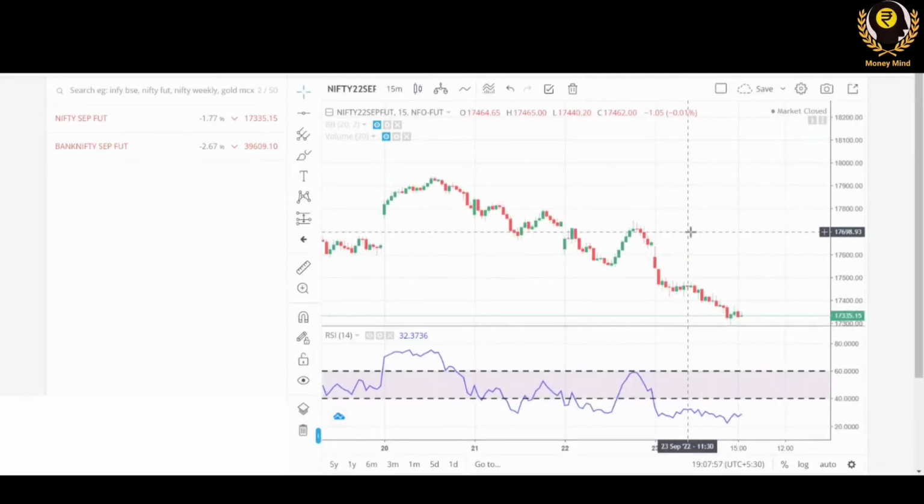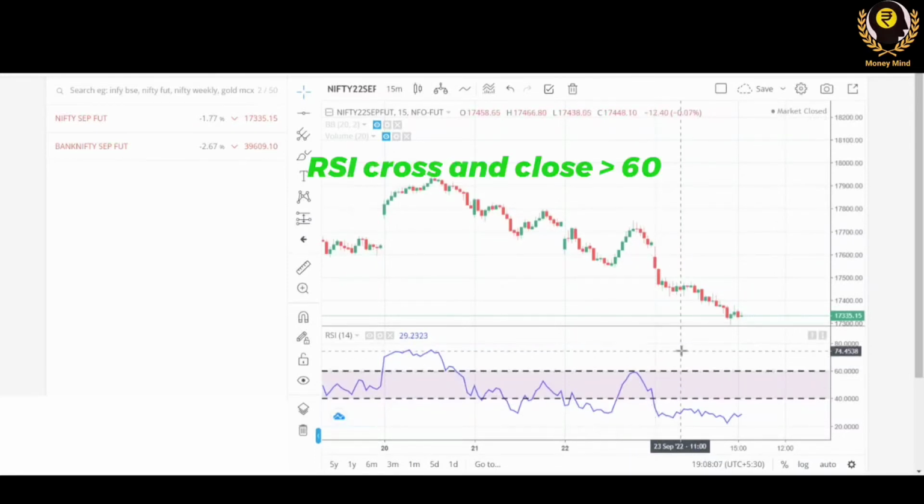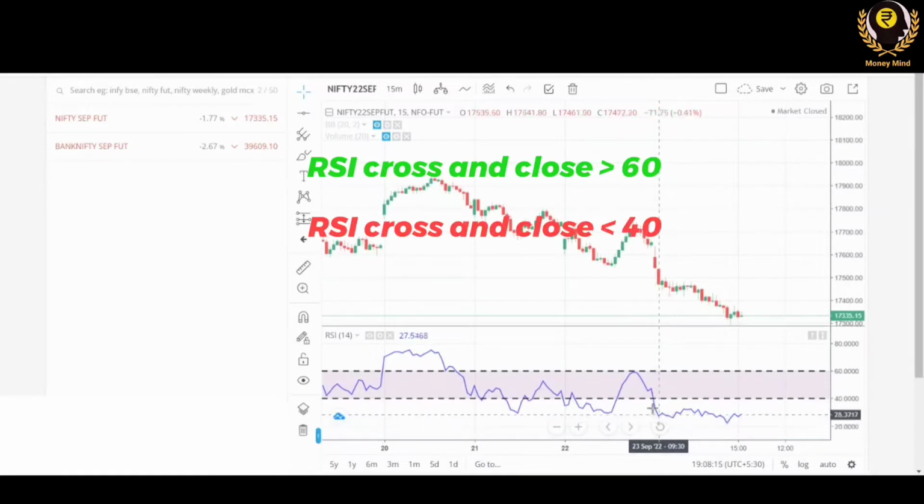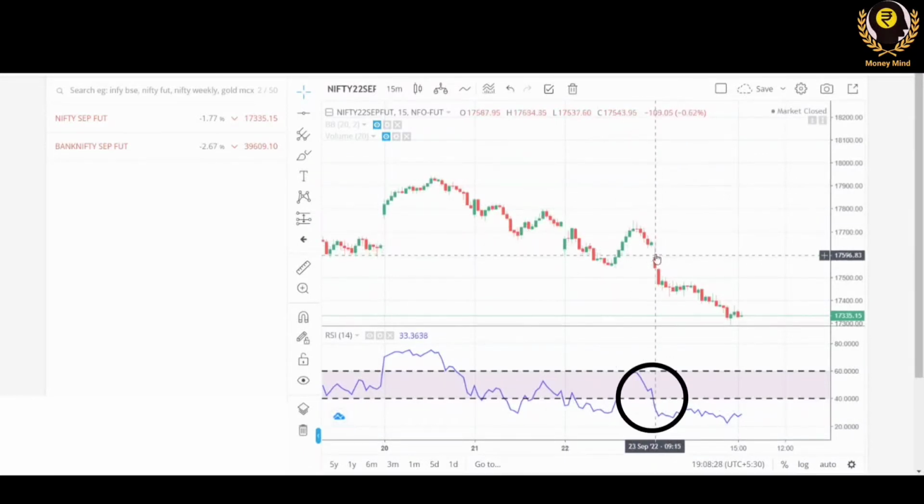So the first thing is you need to wait for the future chart of Nifty or Bank Nifty, whichever contract you are trading, to cross either above 60 and close above 60, or cross below 40 and close below 40. So as you can see here, on 23rd September 9:15, the closing candle was below RSI 40.